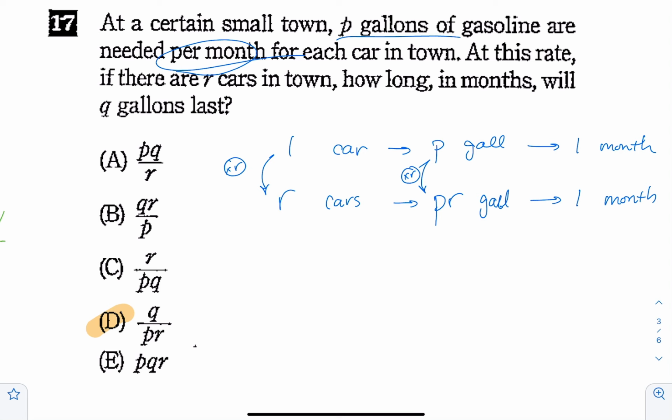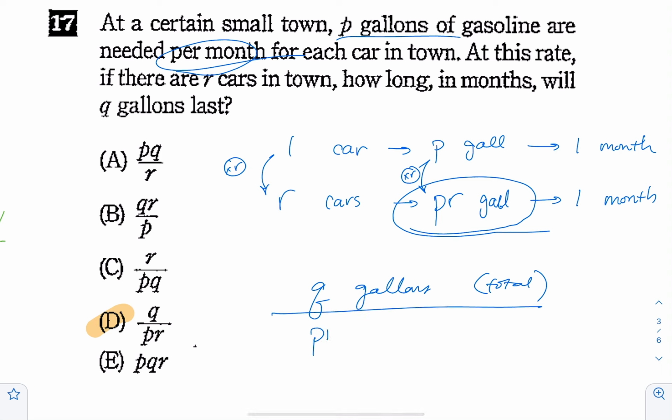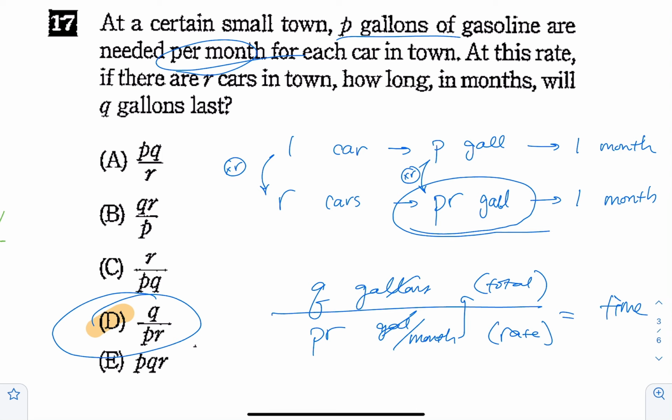Now, if you have Q gallons altogether, this is your total. And you know that in 1 month, these cars require PR gallons. To figure out how long they'll take, you can divide Q gallons by PR gallons a month, which is your rate. And this will give you the time it will last. Gallons cancels out, and the denominator of the denominator goes into the numerator. So the answer will be Q divided by PR months.